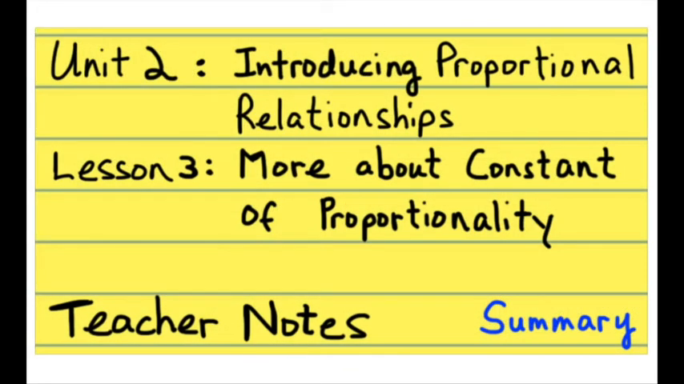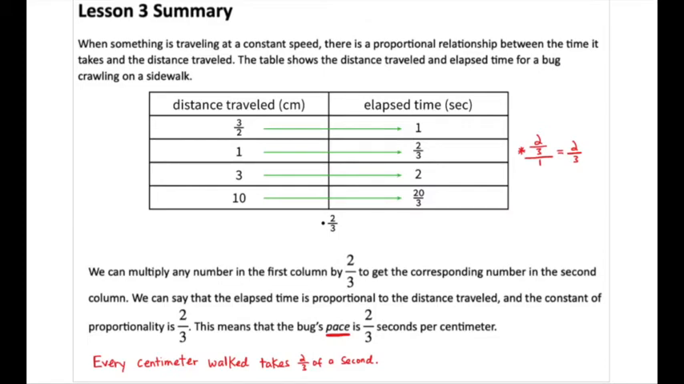Okay, this is the summary for lesson 3. And in this summary, they look at a bug that's crawling on a sidewalk. So that's the context of this problem. So picture a bug crawling on a sidewalk. And so how long does it take that bug to travel 3/2 centimeters? So 1 1/2 centimeters. How long does it take the bug to travel that? It takes 1 second to travel that far. It takes 2/3 of a second to travel 1 centimeter. So this is a shorter distance, and so it takes a shorter time.